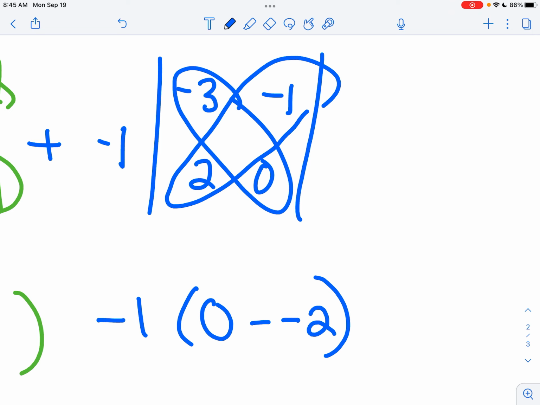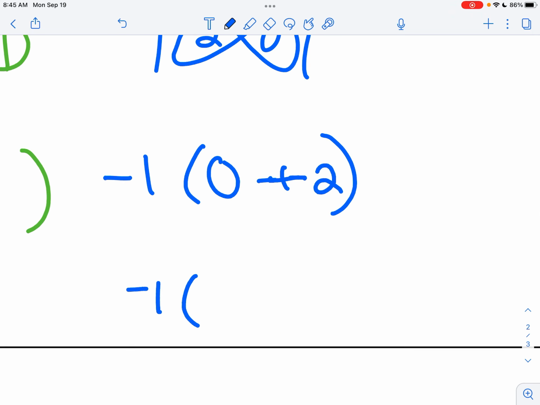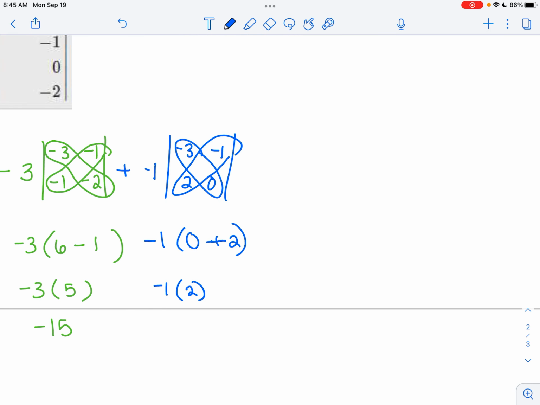So this turns into a positive. And so that's minus 1 times 2. Okay, now let's see. We should get negative... Oh, which is what? I'm sorry. A negative 2. I was just so excited about the final answer.